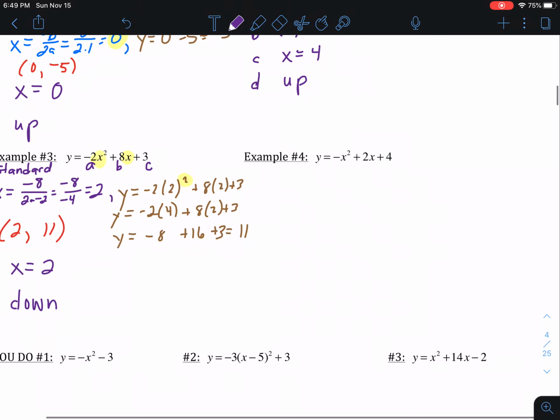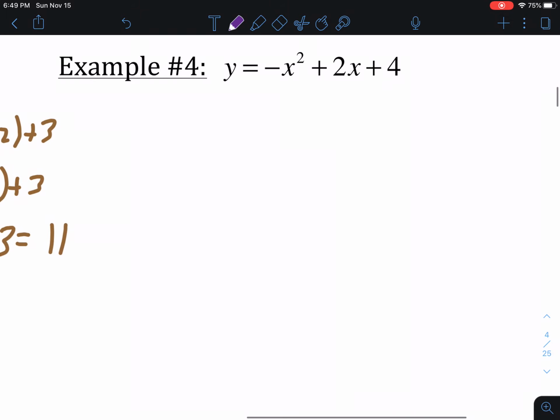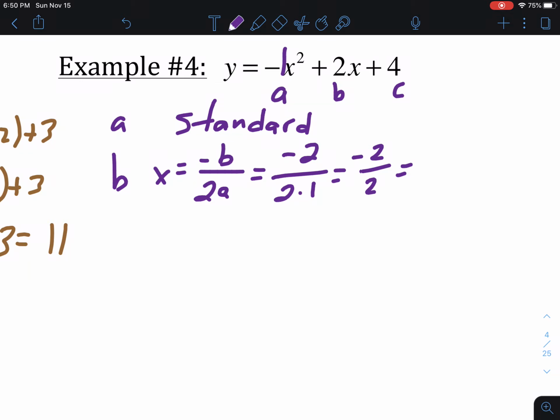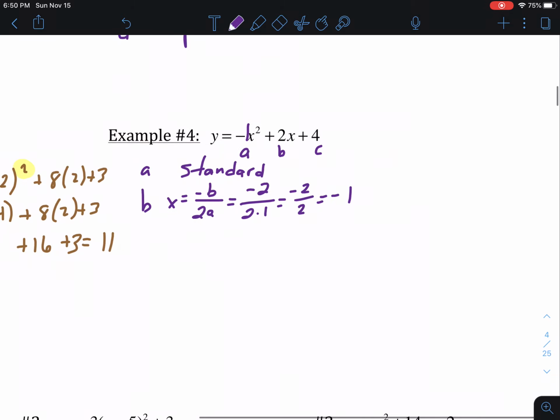Example 4. Let's label: A is -1, B is 2, C is 4, and obviously this is standard form. All right, now let's do the work to get the vertex. X equals opposite of B divided by 2 times A. So that would be -2 over 2 times 1. And that simplifies to -1.